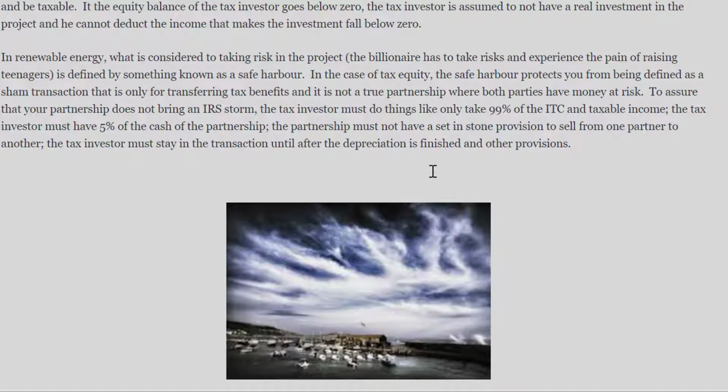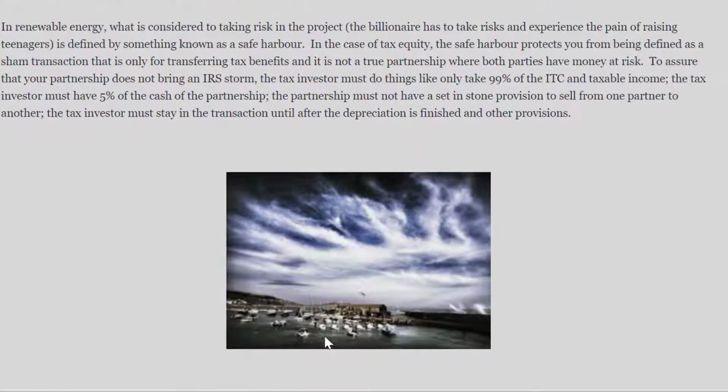Then Elon Musk would have to take the risks. He'd have to take some real risks in raising this child to get the benefit. That's what the IRS wants to do. Now, what they've done is made a safe harbor. This is supposed to be like a storm, and these ships are safe in the harbor, not outside here in the storm.